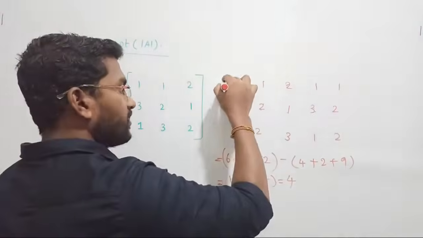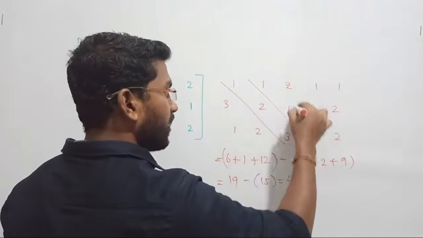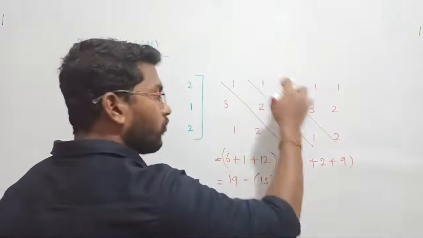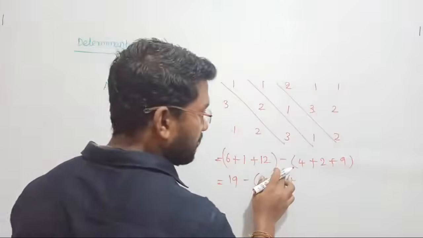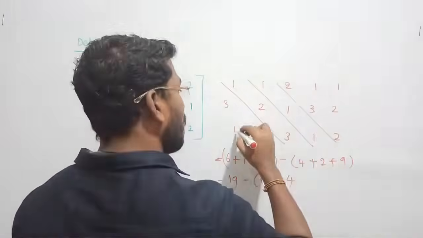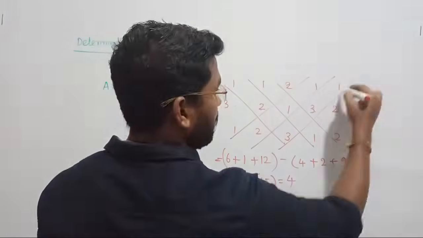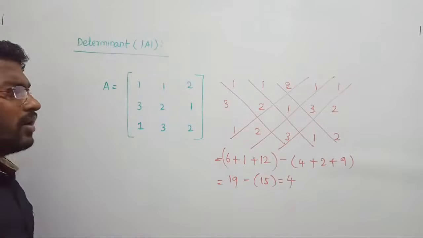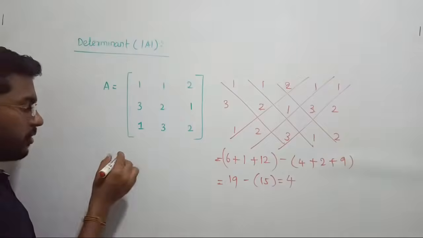What I have done? Select the first diagonal, second diagonal, third diagonal. Its product, that is sum of product of diagonals, and then minus sum of product of diagonals. Clear? That's all. That is how we are finding determinant of the matrix in method number 1. You can also go with the method number 2. In method number 2, what will you do?